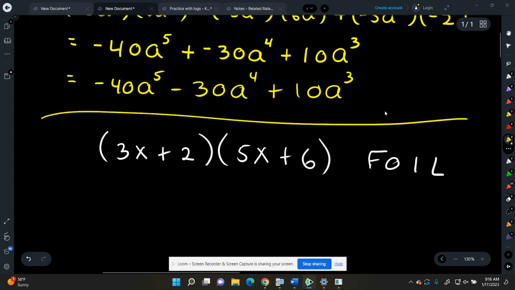So if we were FOILing, right? The F, what does the F stand for? First. The O stands for outer. The I, you should be writing this down. The I stands for inner. And the L stands for last.